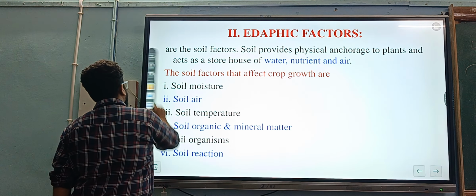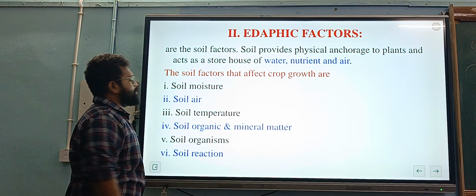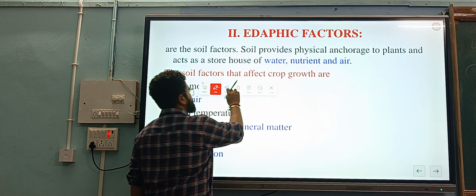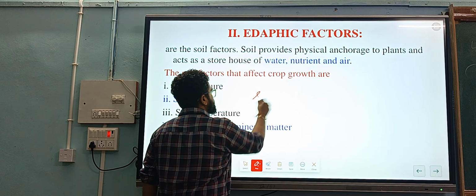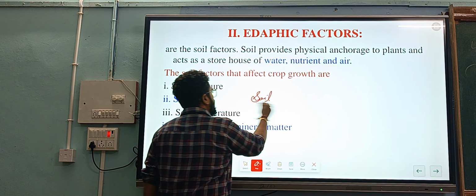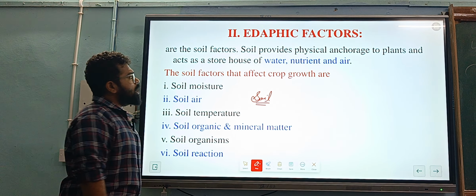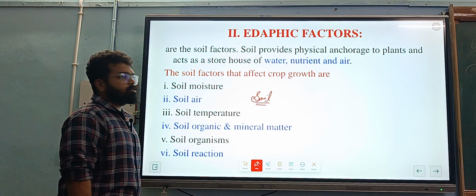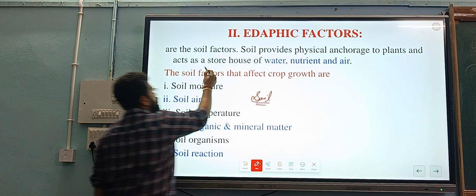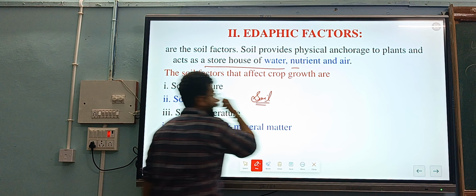What do you mean by Edaphic factor? As the name indicates, Edaphic means the soil-related factors. The soil-related factors that influence plant growth and development, we call Edaphic factors. Soil provides physical anchorage to the plant and acts as a storehouse of water, nutrients and air.